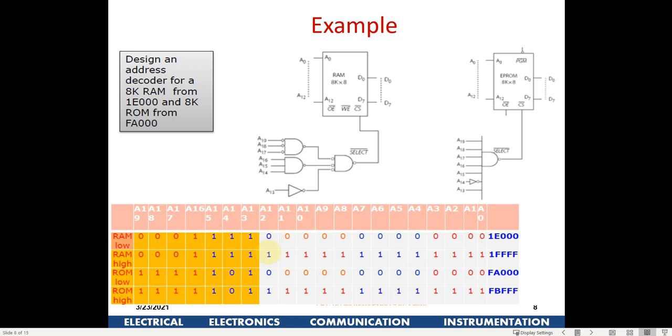And for the ROM also he has given the starting address to be FA000. So we write this FA000, and then for the last address, we add 1111 in the first 12 bits from the LSB side, and the rest remains the same. So this is the starting address of the RAM, this is the ending address of the RAM, this is the starting address of the ROM and the ending. So how to make a chip select?